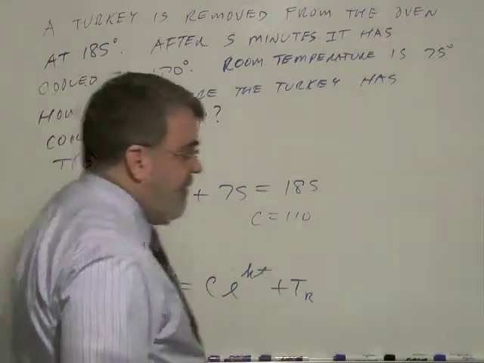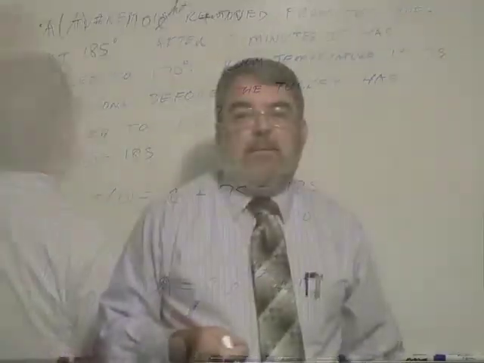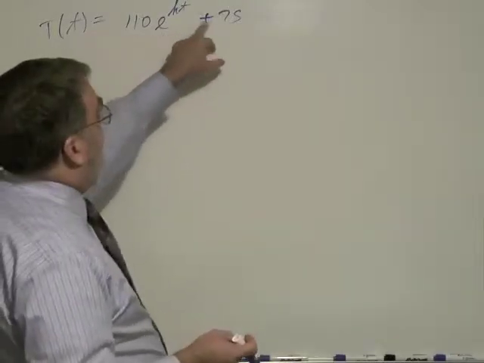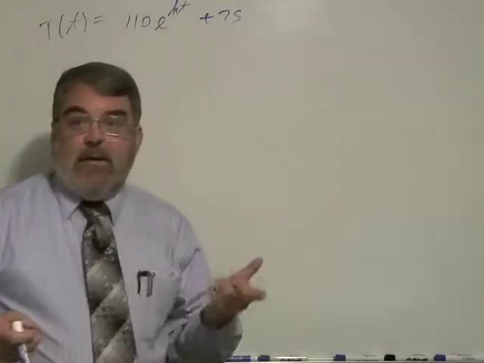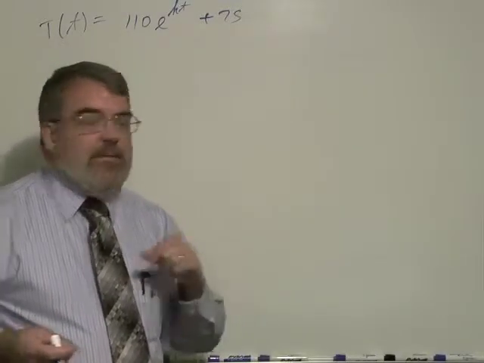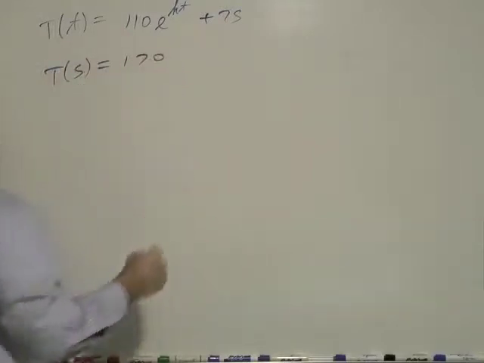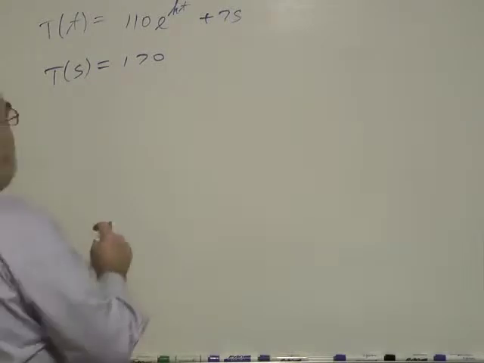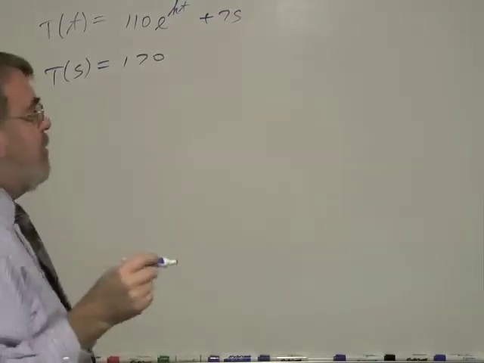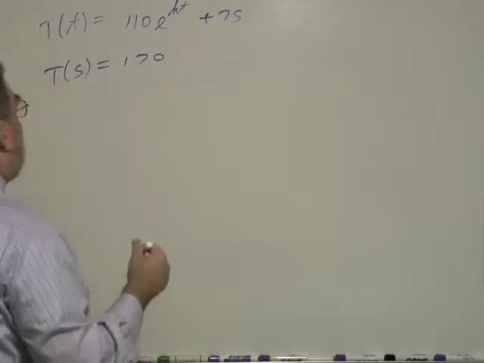So let me do some erasing up here, and we'll finish out this problem. Here's our equation thus far. T of t equals 110 e to the kt plus 75. Now, after 5 minutes, the temperature has cooled down to 170 degrees. So T at 5 is 170. Now let's plug that in there, and this will allow us to solve for k, which gives us our rate of cooling. So we need that second temperature to figure out how fast this object is cooling.